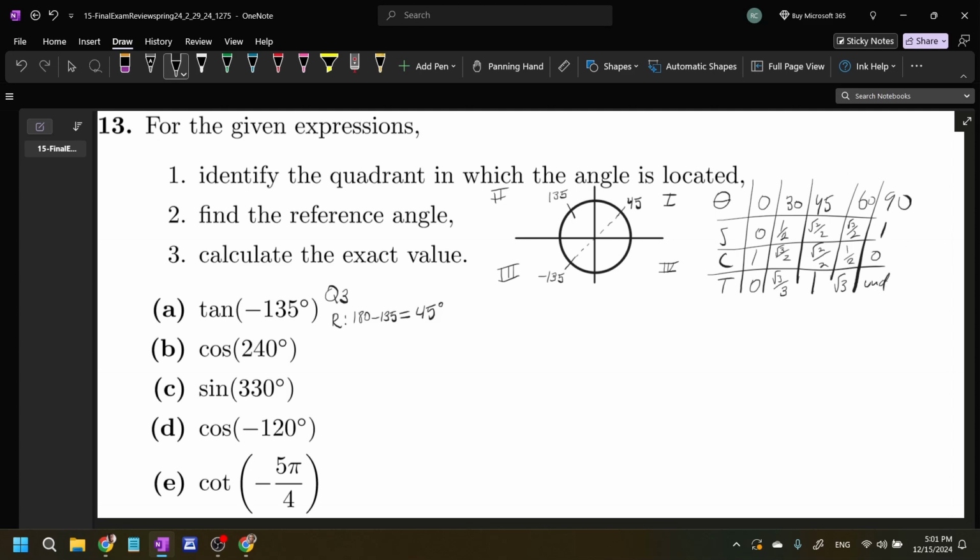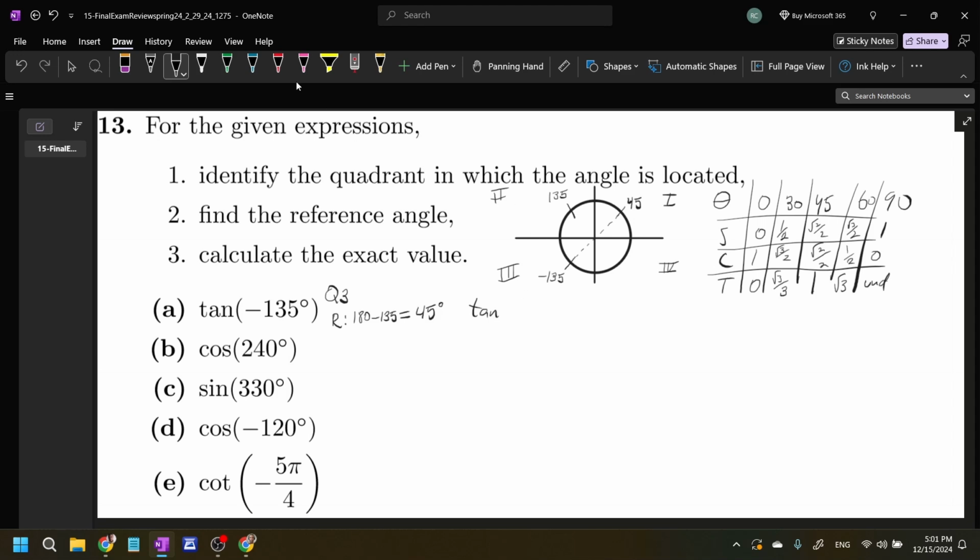Okay, so see how quickly I just made that table? If you can do that, this should be fine for you. So the tangent of negative 135, if we go to our reference angle, is going to equal the tangent of 45, which is 1.